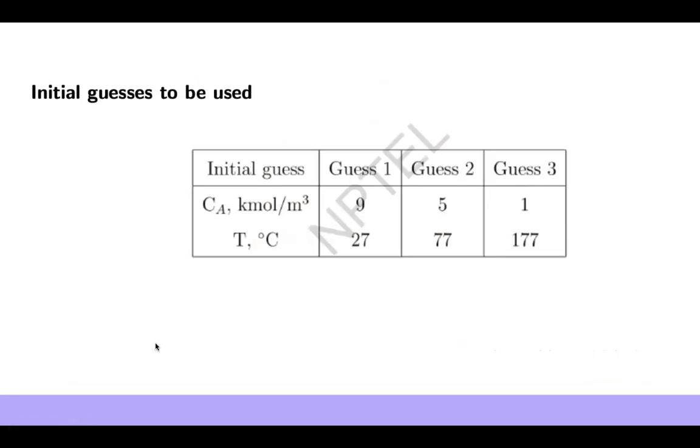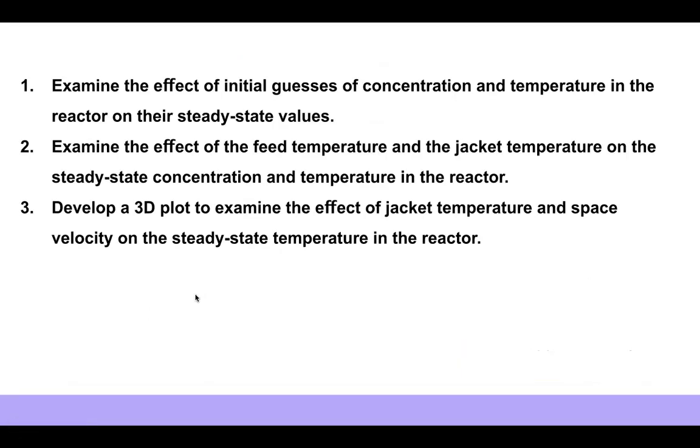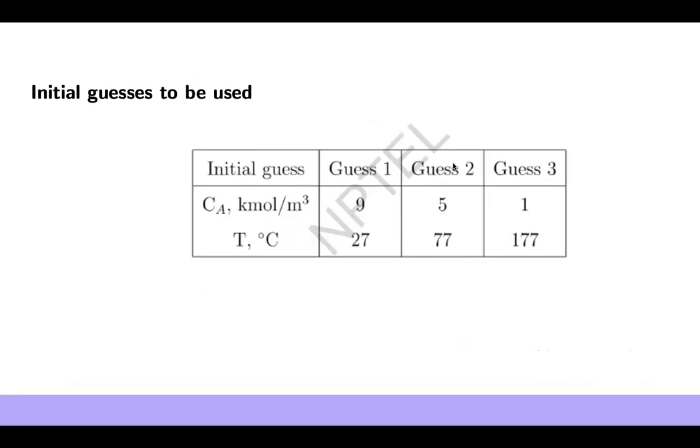But before that, let me show you the initial guesses that we have. Different initial guesses have been given for C and T. In this equation, C means nothing but Ca, where A is the reactant name. Now we have to do it for all three cases. The first guess is a reactor concentration of 9 kilomole per meter cube and a temperature of 27 degrees Celsius. Guess 2 is 5 kilomole per meter cube Ca and a temperature of 77. And guess 3 is Ca of 1 kilomole per meter cube and a temperature of 177 degrees Celsius. So these are the different initial guesses to be used.